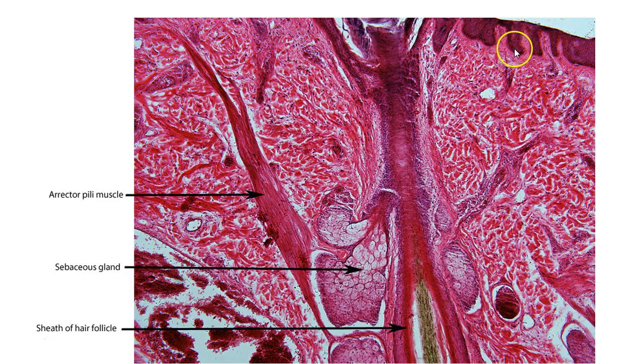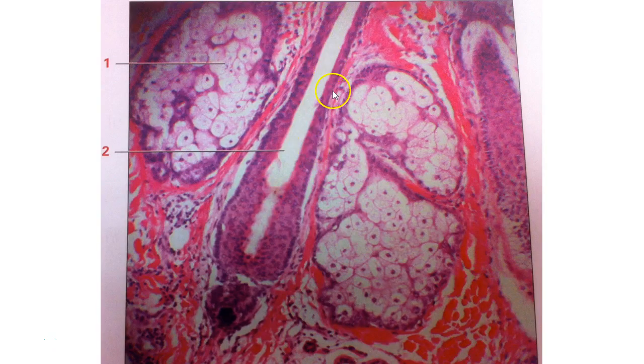Okay. This is your stratified squamous. Look how skinny it is up here. This is all dermis. And you can even see, here's my papillary layer of my dermis. And here's my reticular layer of my dermis. Okay. This is mostly dense irregular. Up in here is mostly areolar. Right. So that sebaceous gland, its epithelium is derived from epithelium, just like the follicle is.